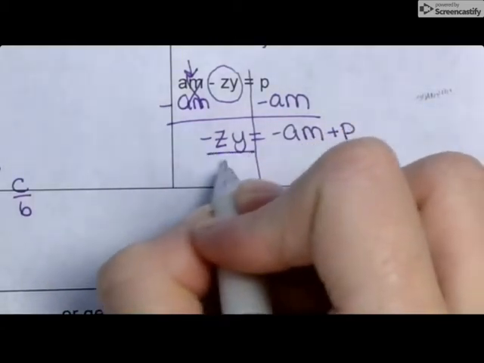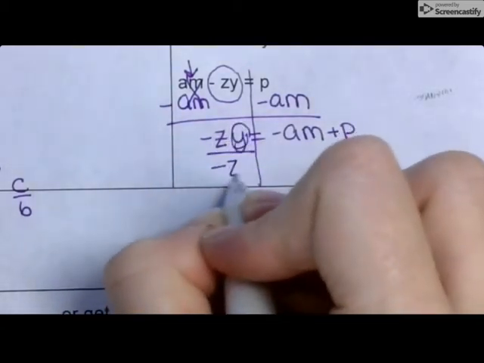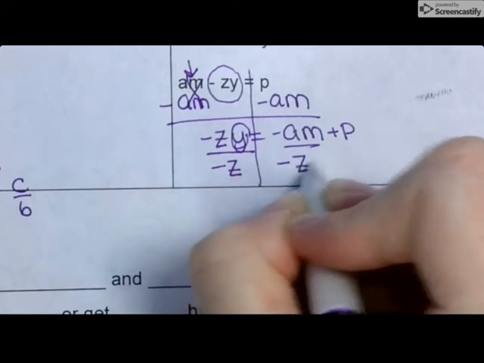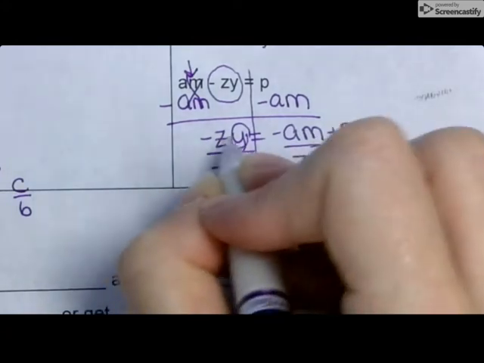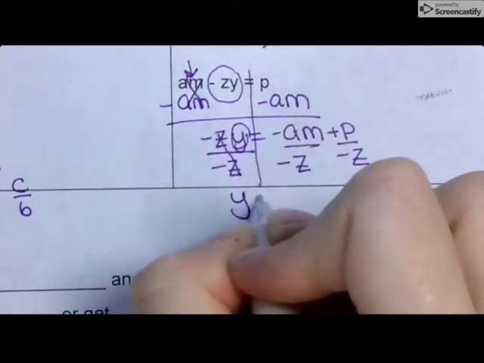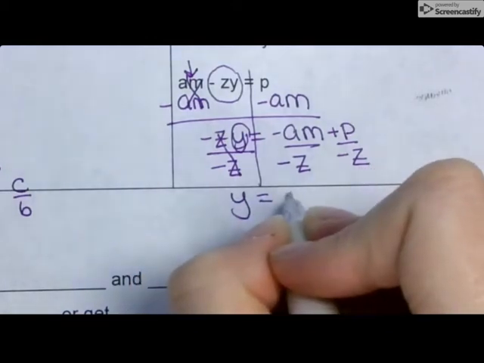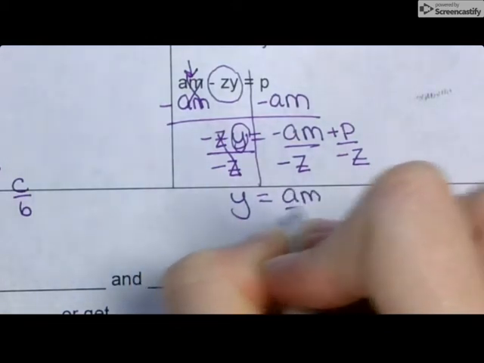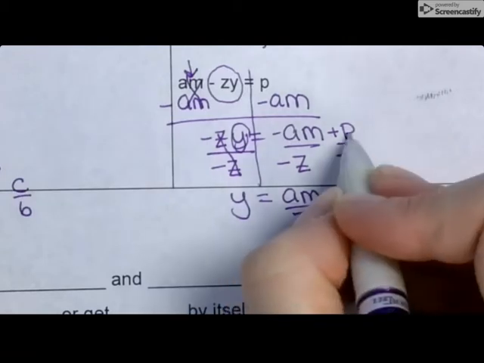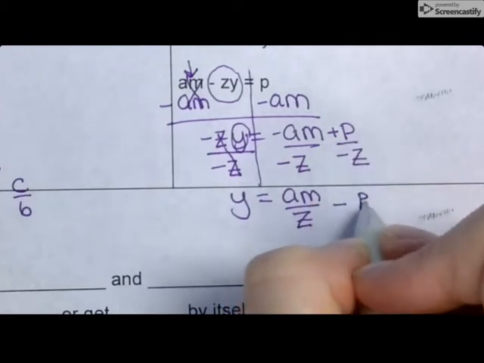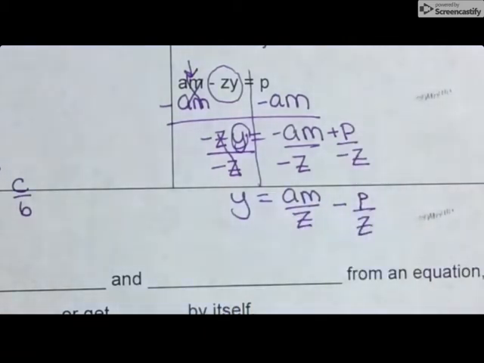Okay? To get y by itself, I need to divide by a negative z because we always want our ending answer, our ending variable, to be positive. So that makes that a positive am over z. P divided by negative z is negative p over z. Okay? And again, I know that there's just a lot of letters, and so it's kind of confusing right now, but once we do the actual examples, I think it'll make more sense.